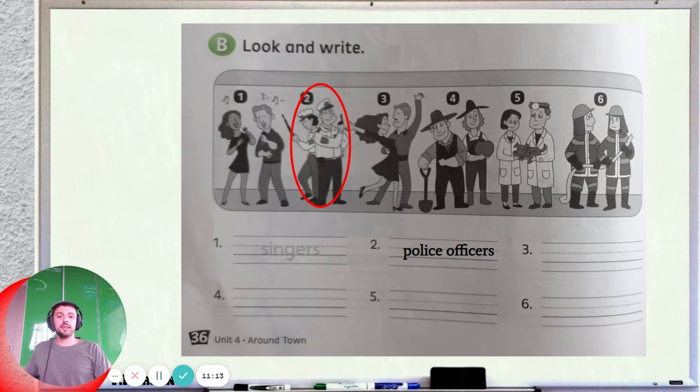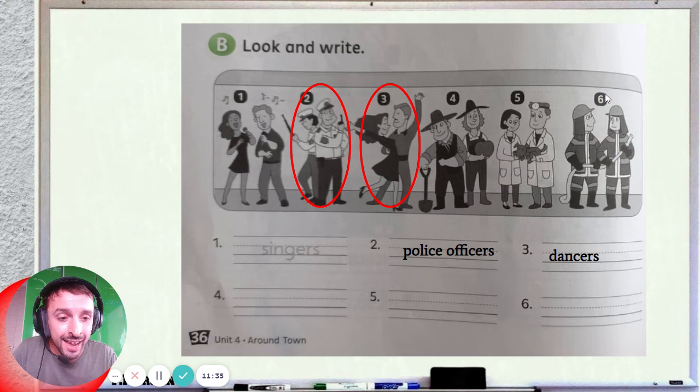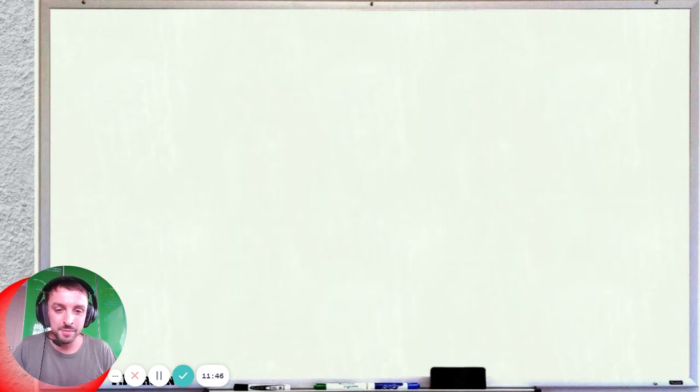Okay, next one. Let's look at number 3. What do they do? What is their job? Well, they are dancers. Dancers. Remember again, there is more than one, so you need to add an S. All of these, 1, 2, 3, 4, 5, and 6, are more than one, so you always need to add an S for this activity. That's activity B. Just write the word that matches the picture.